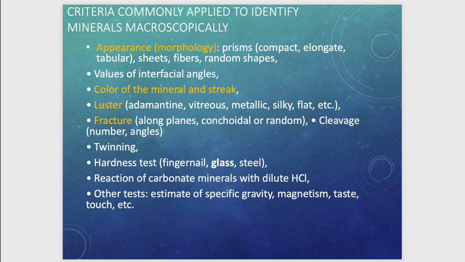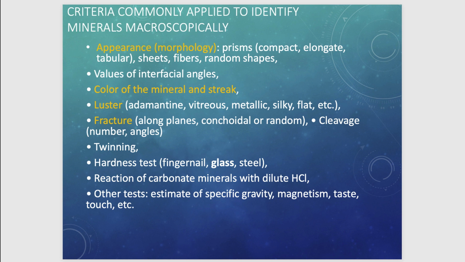Luster, again, is essentially how the mineral looks in normal light conditions. It may be very shiny, looking like glass, so vitreous. It may look like a metal, so metallic. It may look like silk, so very silky. And it might have any other sort of luster, for example, resinous luster, which is quite common for minerals such as sphalerite, so a zinc sulfide.